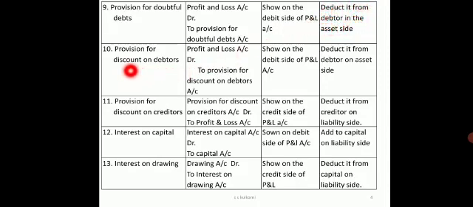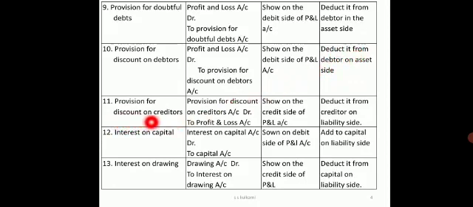Now provision for discount on debtors. We can give discount to debtors, but discount given or discount allowed is a loss. So to make good that loss, a provision is made by the proprietor in advance. Such provision is debited to the profit and loss account and the amount of discount allowed is deducted from the debtors on the asset side.